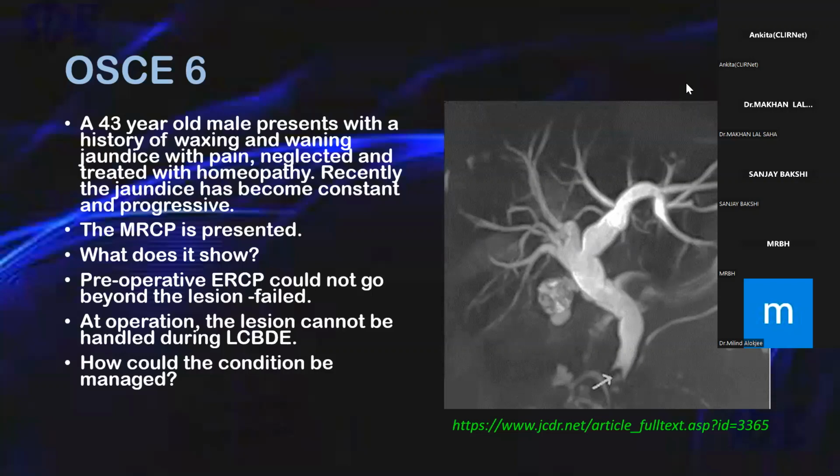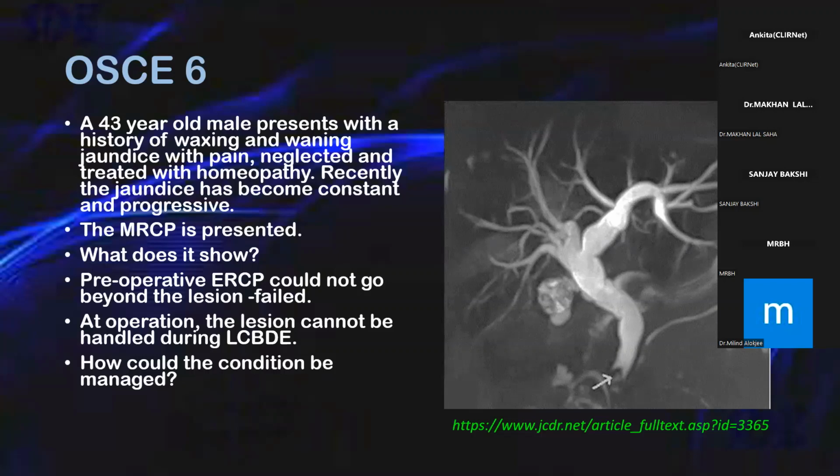This MRCP shows dilated IHBRs, along with dilated CBD, slightly dilated MPD, and there appears to be some kind of a filling defect or a growth at the very base of the CBD, sir. Try to see. There is a classical appearance of this distal end filling defect. Can you see it ends in a claw? It's a claw-like thing. Yes, sir.